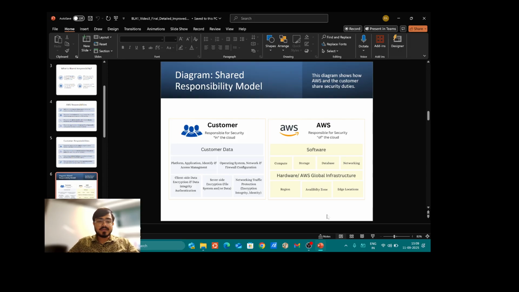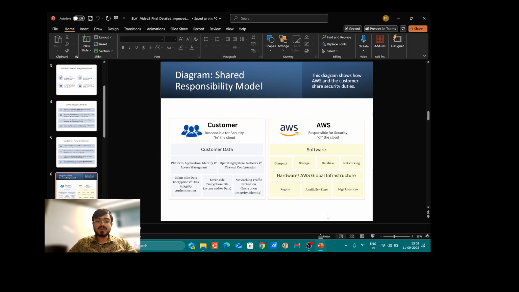On the left side, you see the consumers, that's us. We are responsible for the security in the cloud, meaning whatever we put into AWS. For example, we manage our customer data. If we upload files to an S3 bucket, we decide if they should be private or public. We configure our platforms, applications, and access management. This includes setting up strong IAM roles and policies.